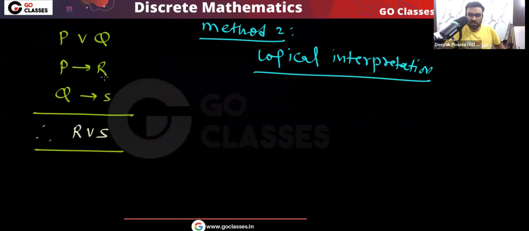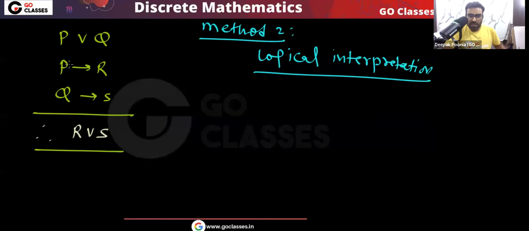Let's see. So notice one thing. This premise is saying that P or Q is true means at least one of them is definitely true. Do you agree with me? Either P or Q or both, at least one of them is definitely true. Agree? Okay, yes. So very good. So I can say that from this premise, at least one of P comma Q is definitely true.